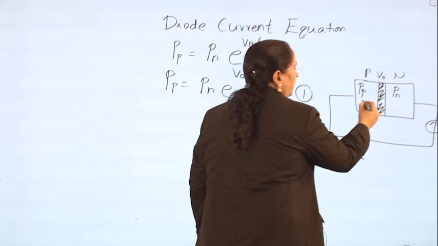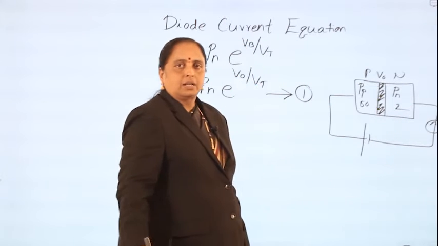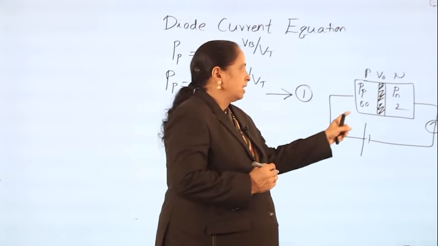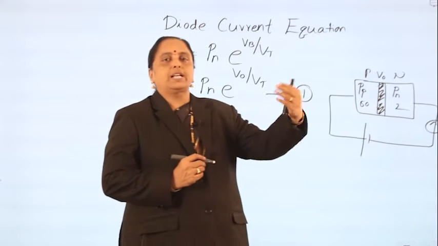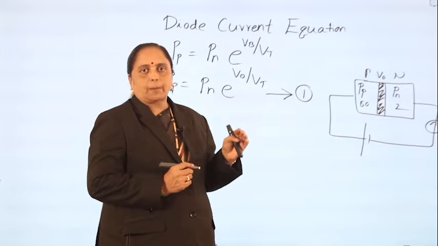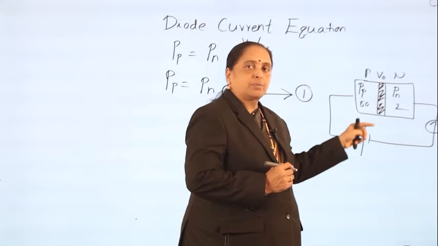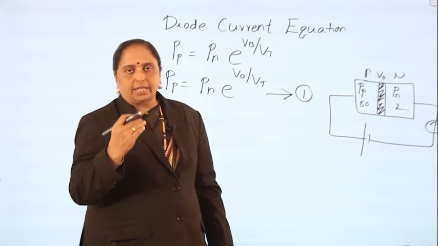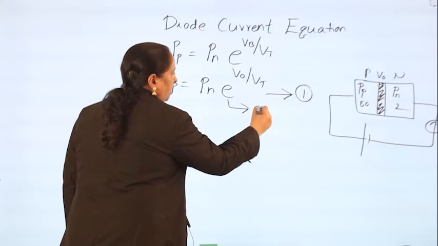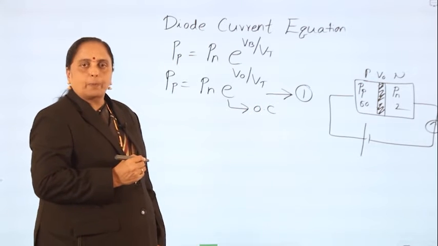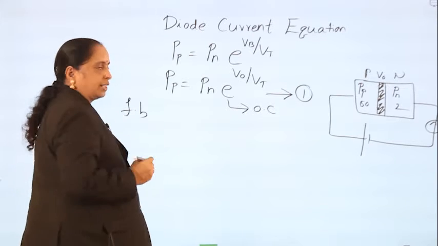For example, here there are 50 holes and the minority carriers are 2 here. Now when the forward bias is increased, some of the holes enter into this N region, so the 2 will become 2 plus delta P. Therefore now we are going to apply that change. And how are the carriers crossing this barrier? Because the external voltage is more than this one, the barrier voltage decreases. So this equation is valid when the PN junction diode is under open circuited condition.